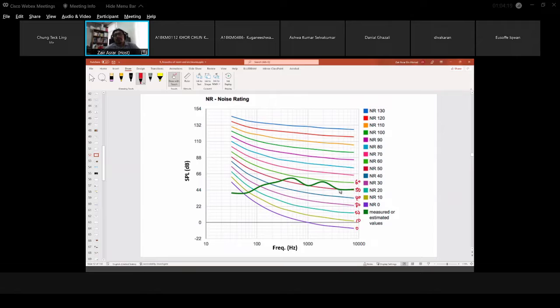So we can say that this room meets the NR60 requirement for all tested frequencies.